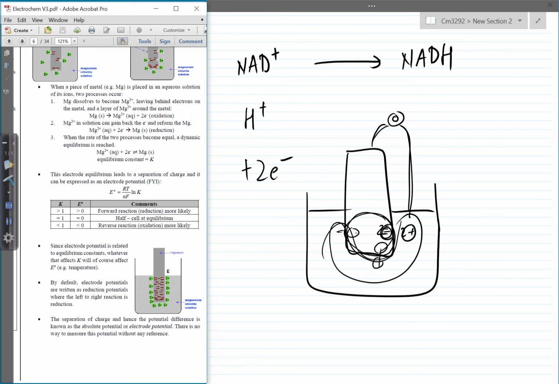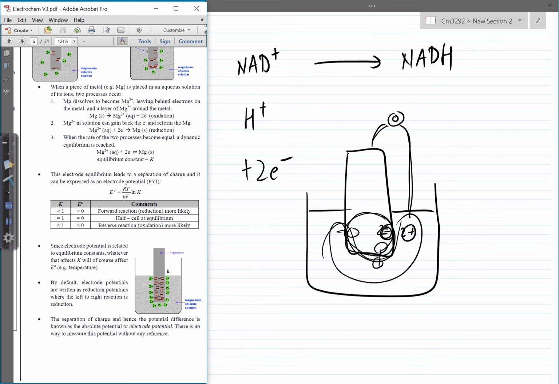So now we see how these two are related. First, if K equals 1, that means the equilibrium doesn't really lie on either side. It's at the center. ln 1 equals 0, so your E naught will be 0.